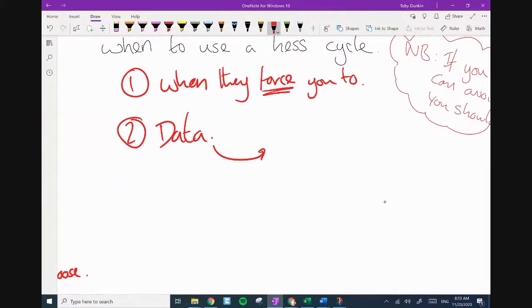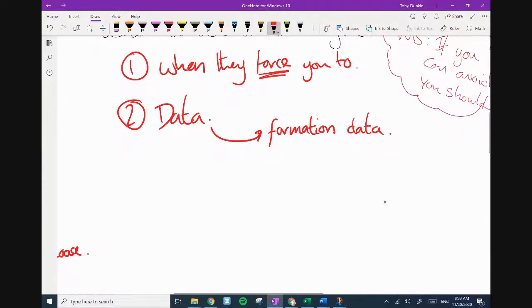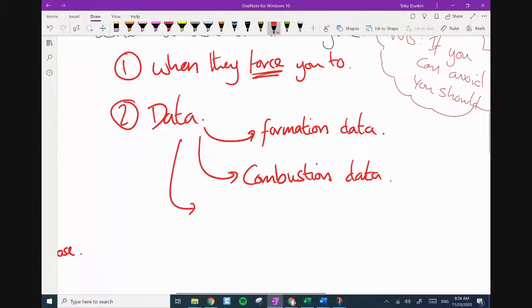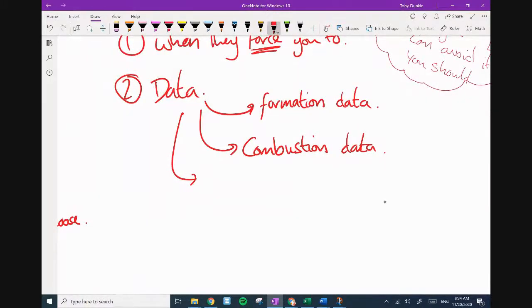Type number 1 is formation data. The next one is combustion data. And the third is kind of 2: it is either mixed data or, and this is the point I'm trying to make, it doesn't matter if it's mixed data or unlabeled data.